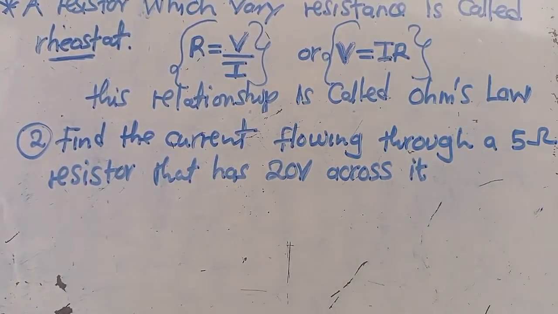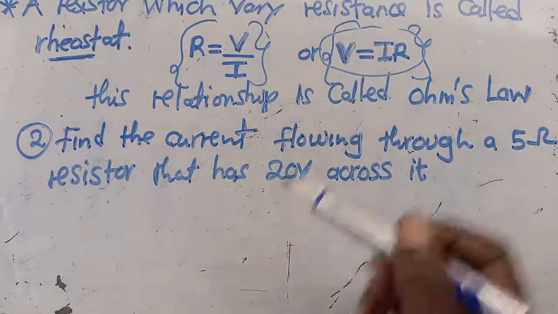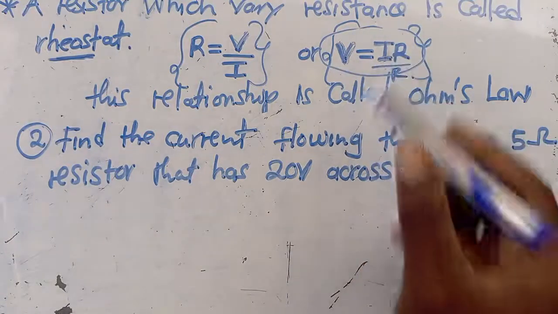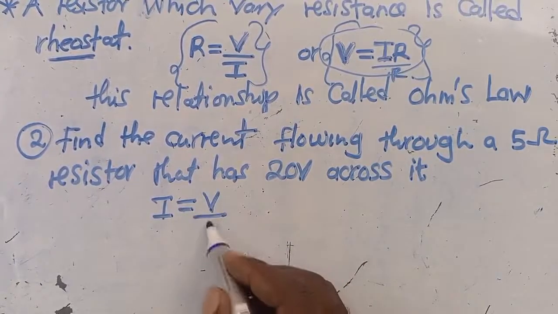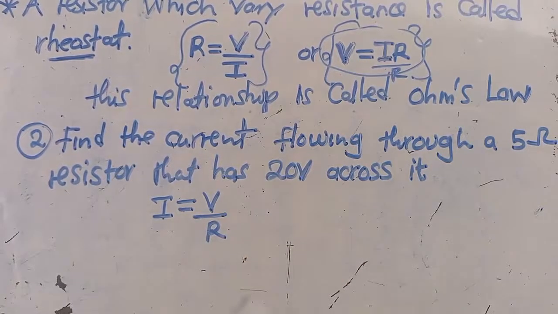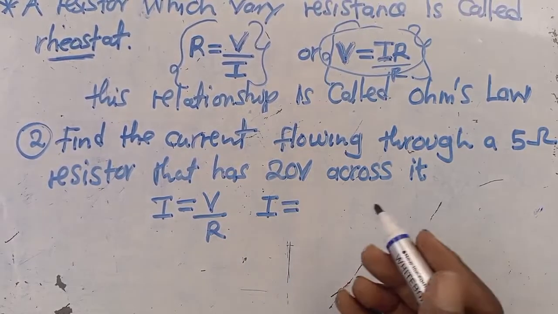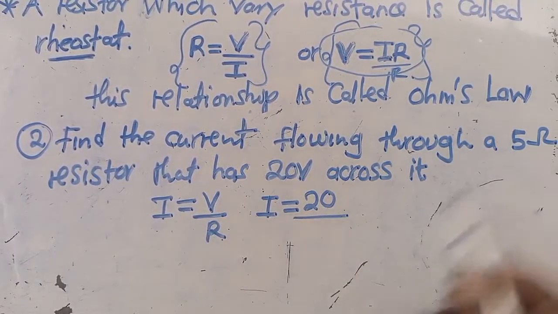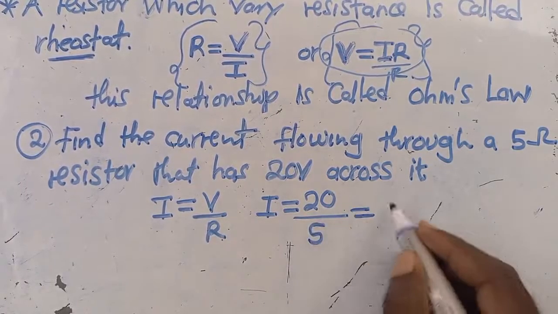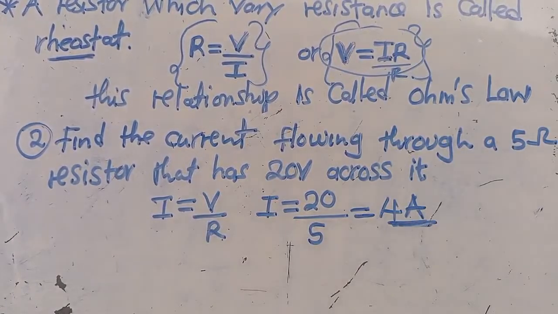Now they want you to calculate current. If you make current the subject of the formula, you divide by R, and you discover that current is equal to voltage over resistance. Current is equal to 20 over 5. The answer is 4 amps. Have you seen?